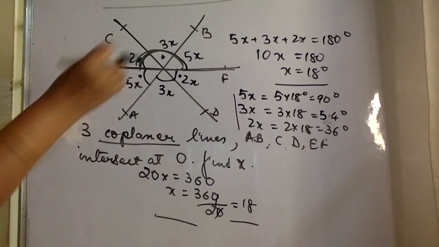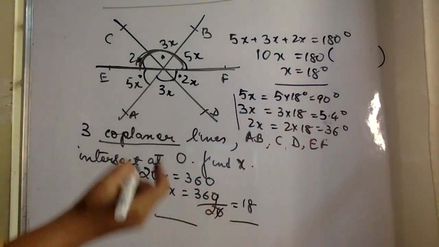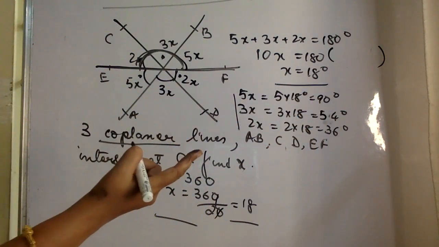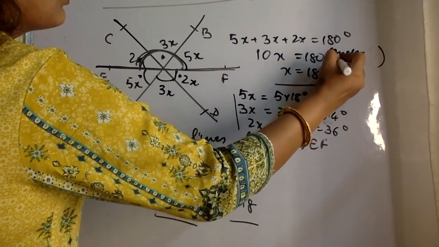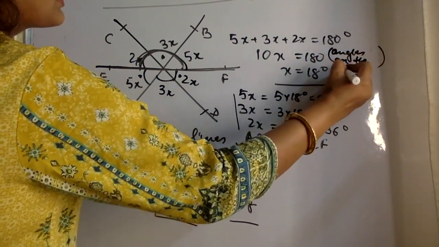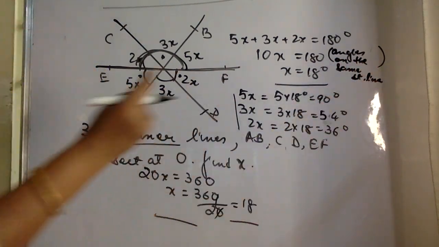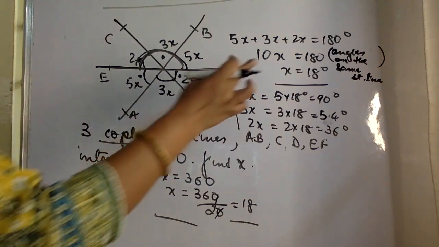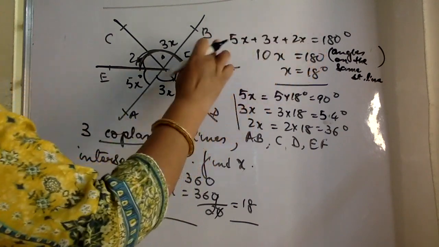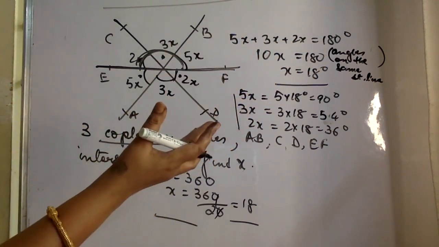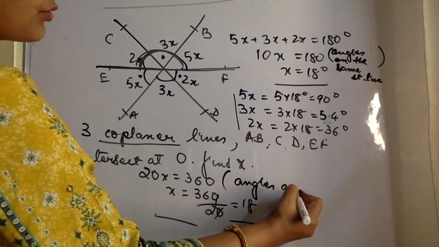When you add it like this, just give them the reason why you did so. And what is the reason? The reason is angles on the same straight line, because your teacher will want to know why you have added them and equated them to 180. If you are using the other method, you write angles around a point.